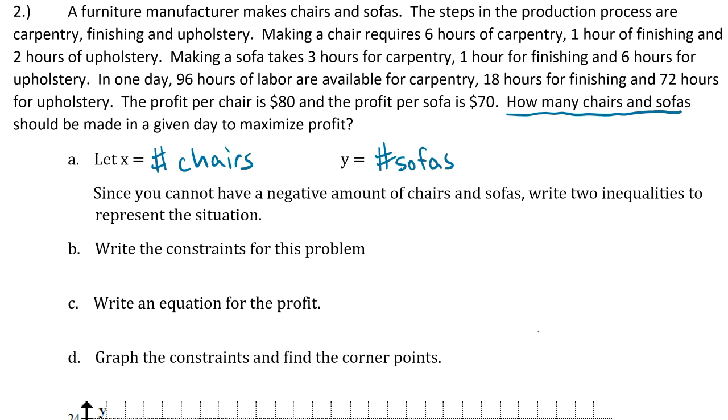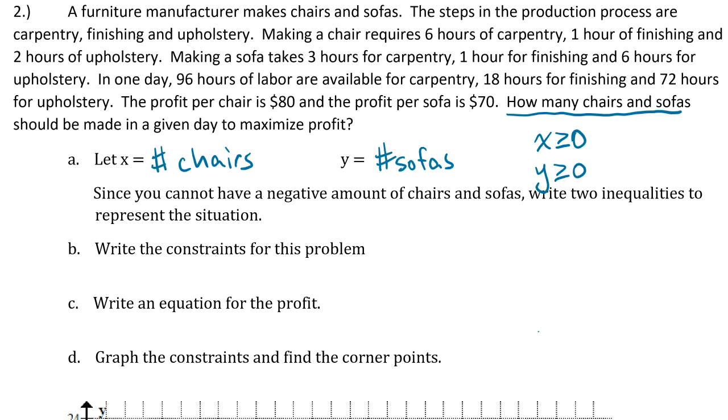Now, again, it doesn't make sense to have -5 chairs made in a day, so we're just going to have X is greater than or equal to 0, and Y is greater than or equal to 0, making sure that they're both either 0 or positive numbers.